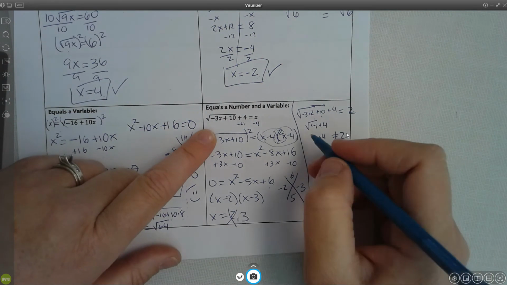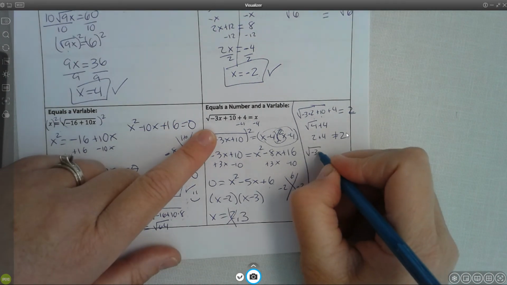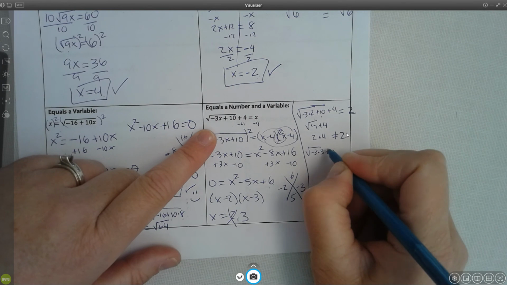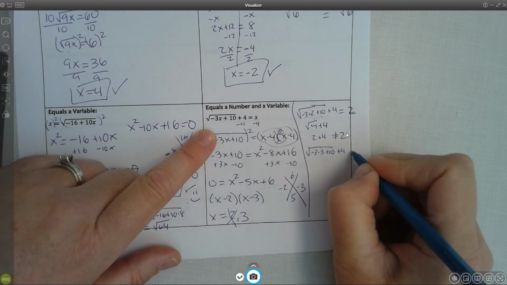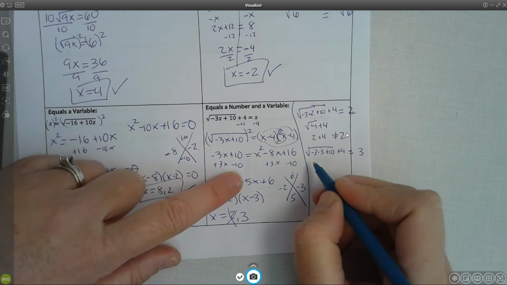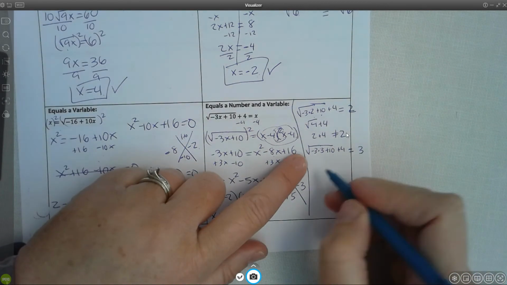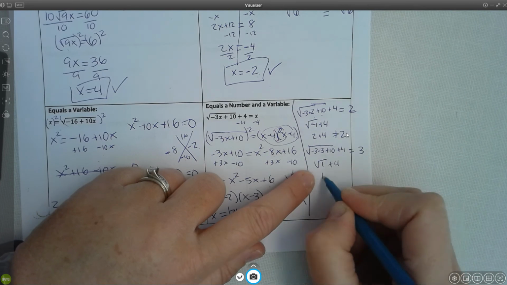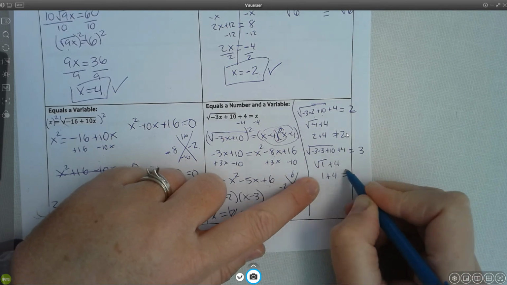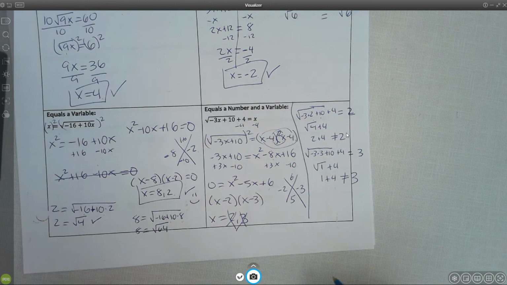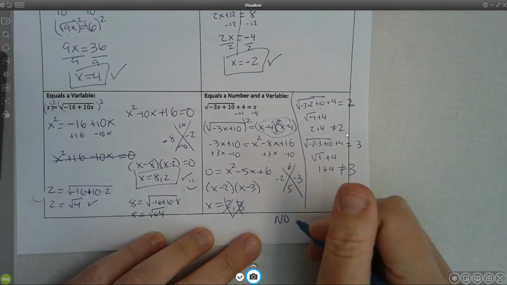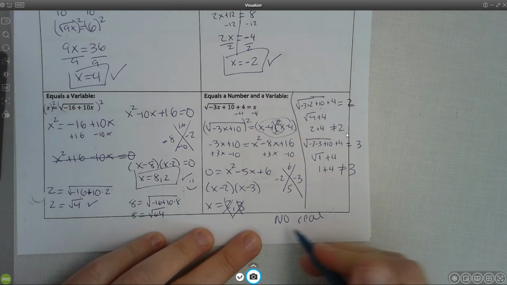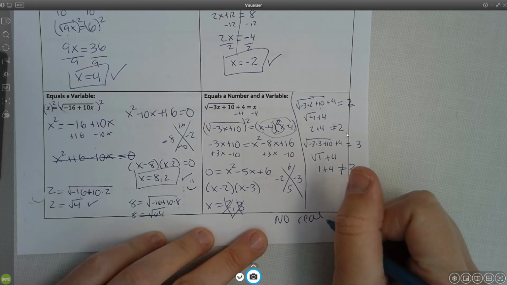So let's check the 3 now. All right, so that's negative 9 plus 10. So that's the square root of 1 plus 4. Square root of 1 is 1. So that's 5. 5 does not equal 3. So this actually has no real solutions. Usually one of the two will at least work. This one has no real solutions.